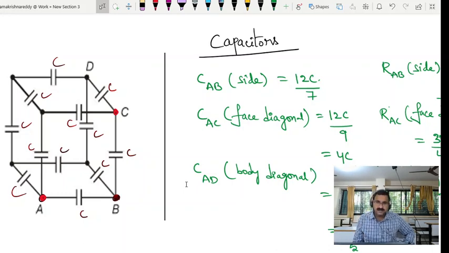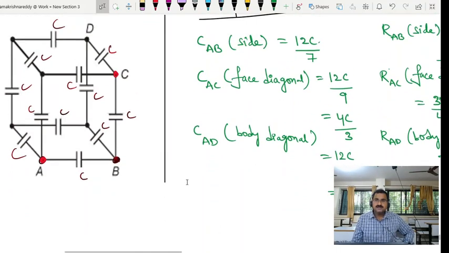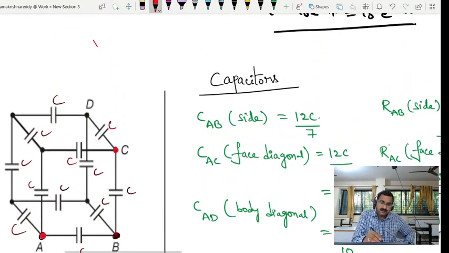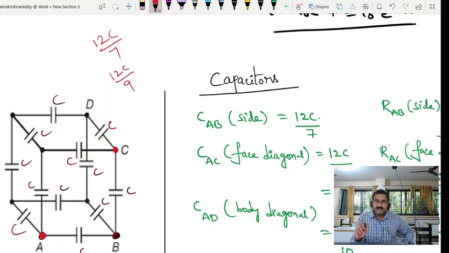Next, A to D, the longest diagonal or the body diagonal, is 12C by 10. So the order: 12C by 7 for the side, 12C by 9 for the face diagonal. 8 is not there in the denominator. The numerator will be the same for all the cases, 12C.